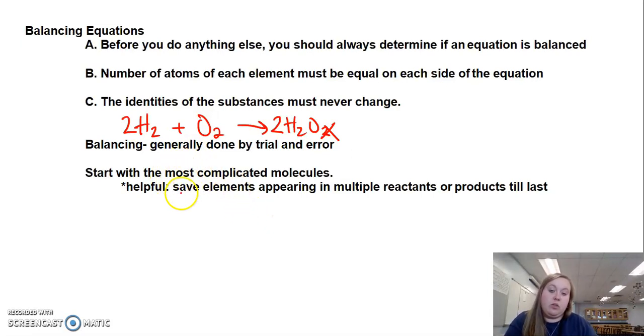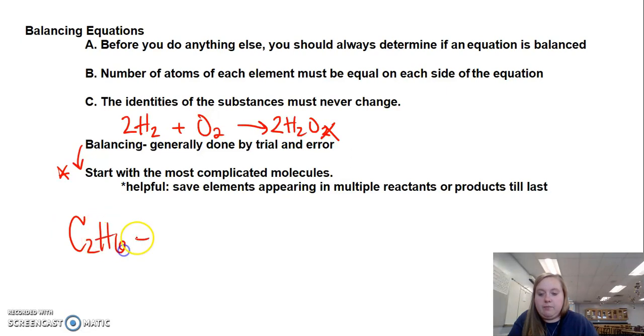Generally, unfortunately for those of you who don't like puzzles, balancing can be a little bit of trial and error, and so it can be frustrating at times. My recommendation to make it a little less difficult is to always start with the most complicated thing first and save the elements that appear in multiple reactants and products until last. And so the example that I will use is a combustion reaction. So let's say the combustion of ethane.